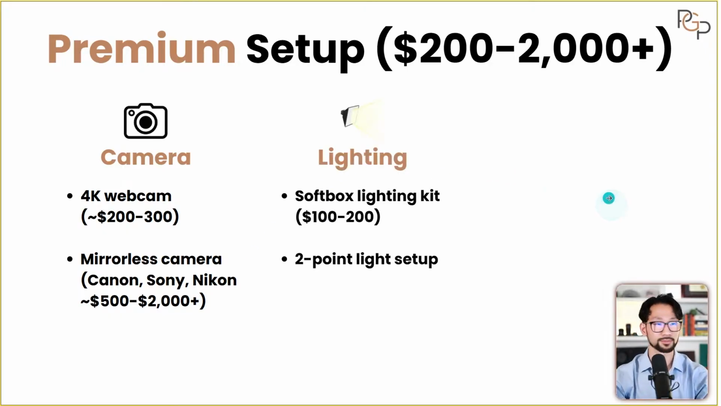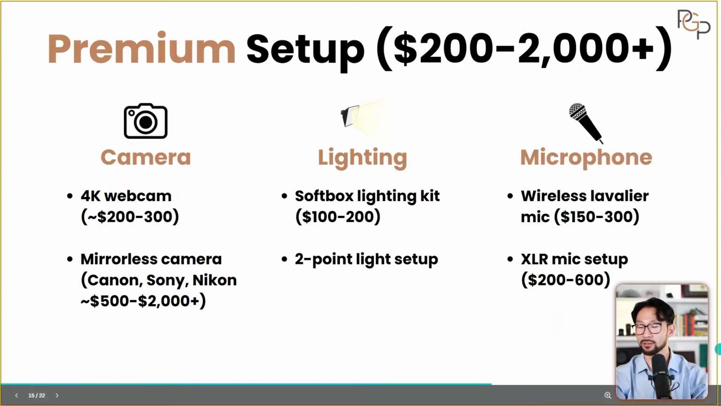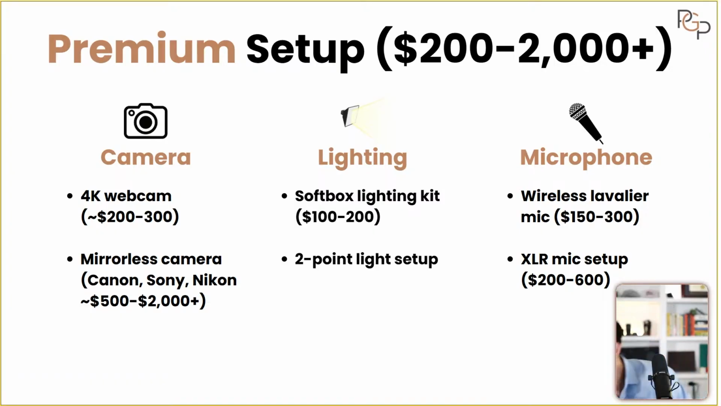Lighting, you want a softbox lighting kit, which usually comes with at least 2 lights, around $100 to $200. Again, now I have 2 lights set up here, and you can set them up so that you have consistent lighting all the time. And again, microphone, what's good here is you can use a wireless lavalier microphone.